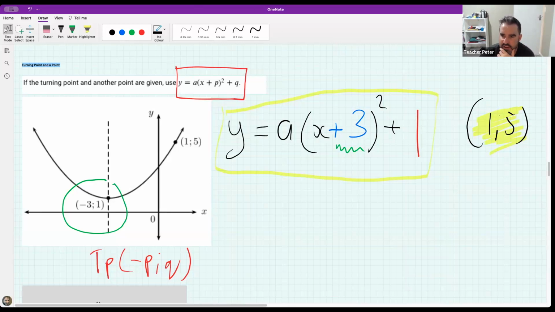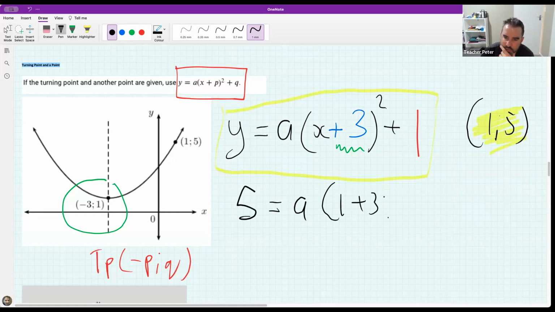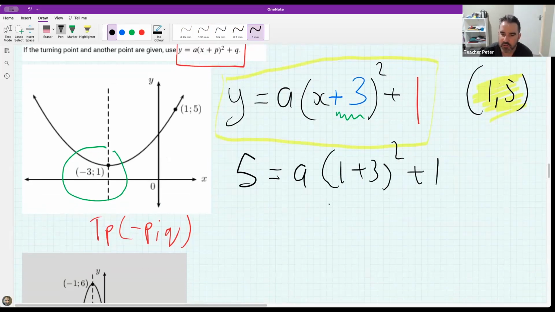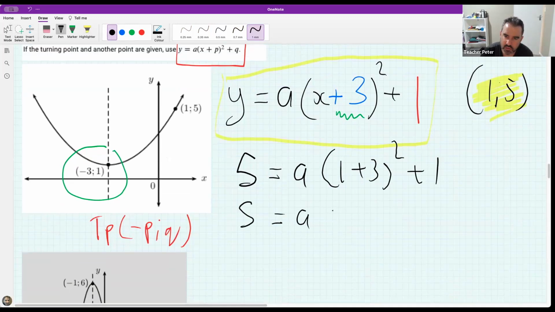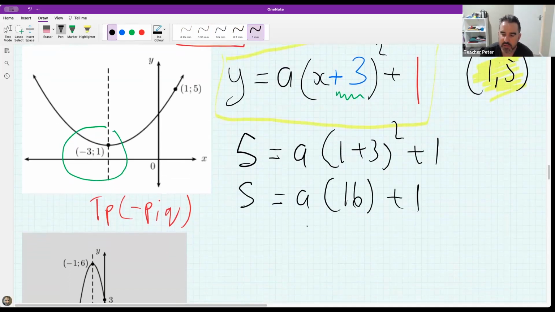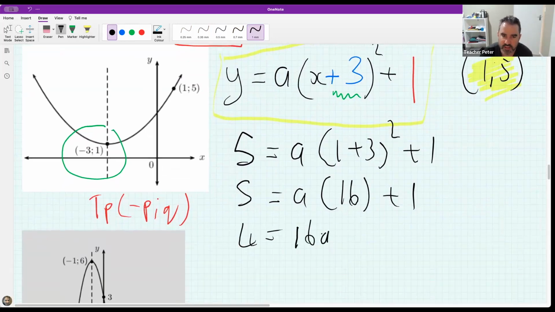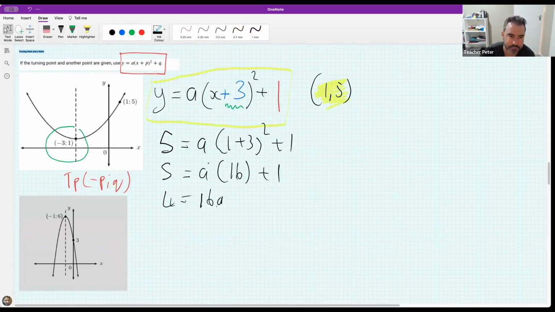So what is the a value going to be if we sub in the point (1, 5)? Well, let's see. There's the a, and I put a 1 here. So we get 4 squared, which is 16, plus 1. Now we have to take away 1 from both sides. So we get that. Let me just make that a bit clearer.